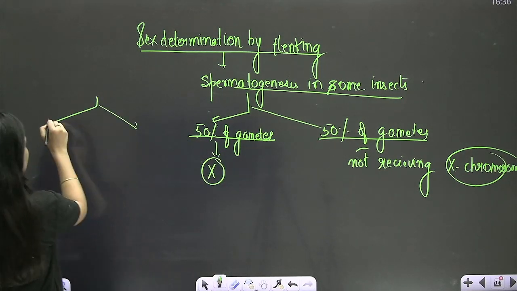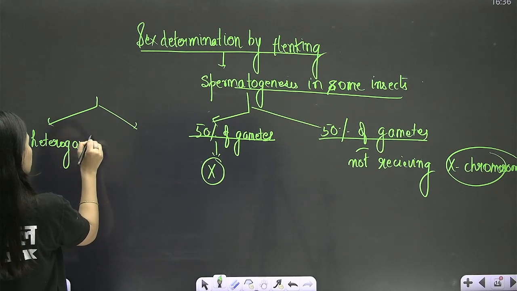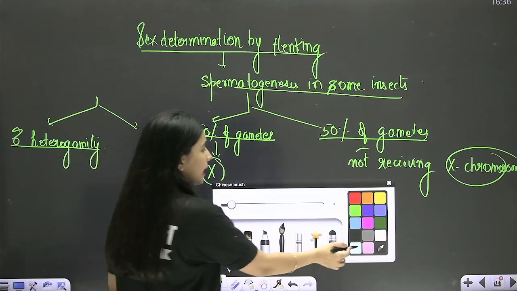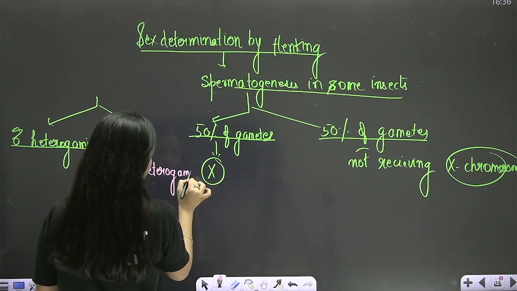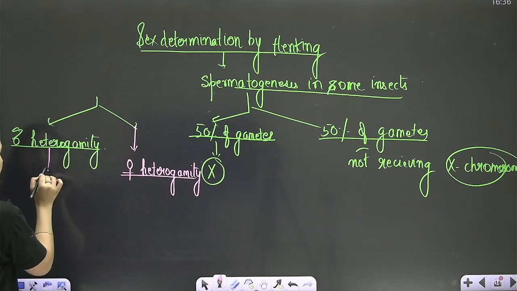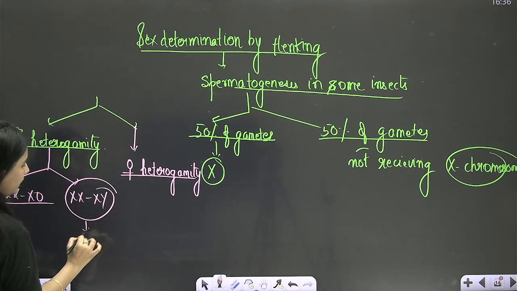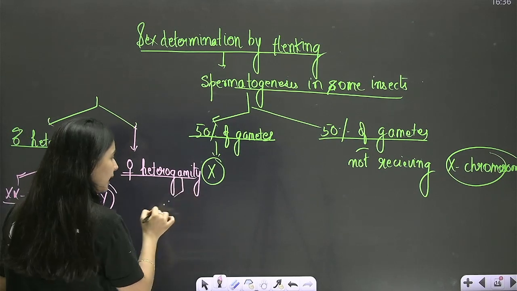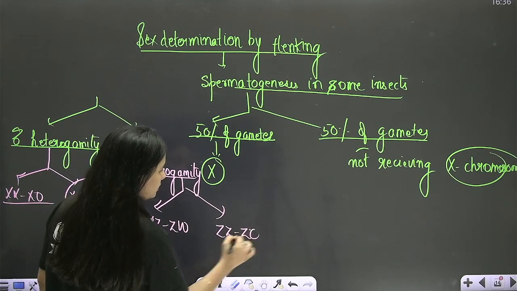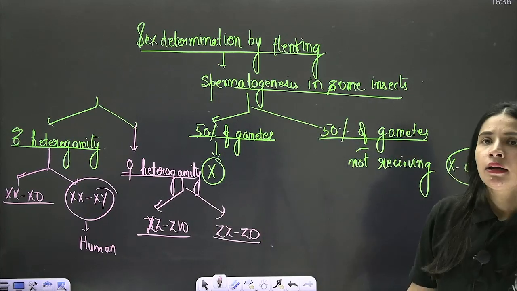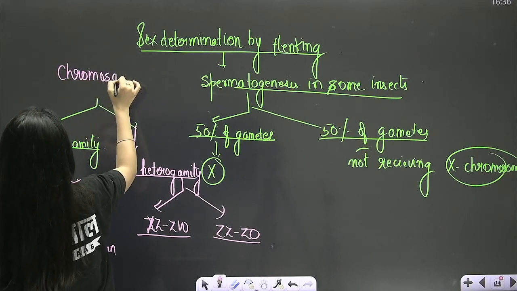So there are two ways to determine sex. One is referred to as male heterogamety and the second is referred to as female heterogamety. Male heterogamety is of two types, XX-XO type and XX-XY. We fall in this category along with Drosophila. Female heterogamety is of two types, that is ZZ-ZW type and ZZ-ZO type. So this type of sex determination is known as chromosomal or genetical sex determination.